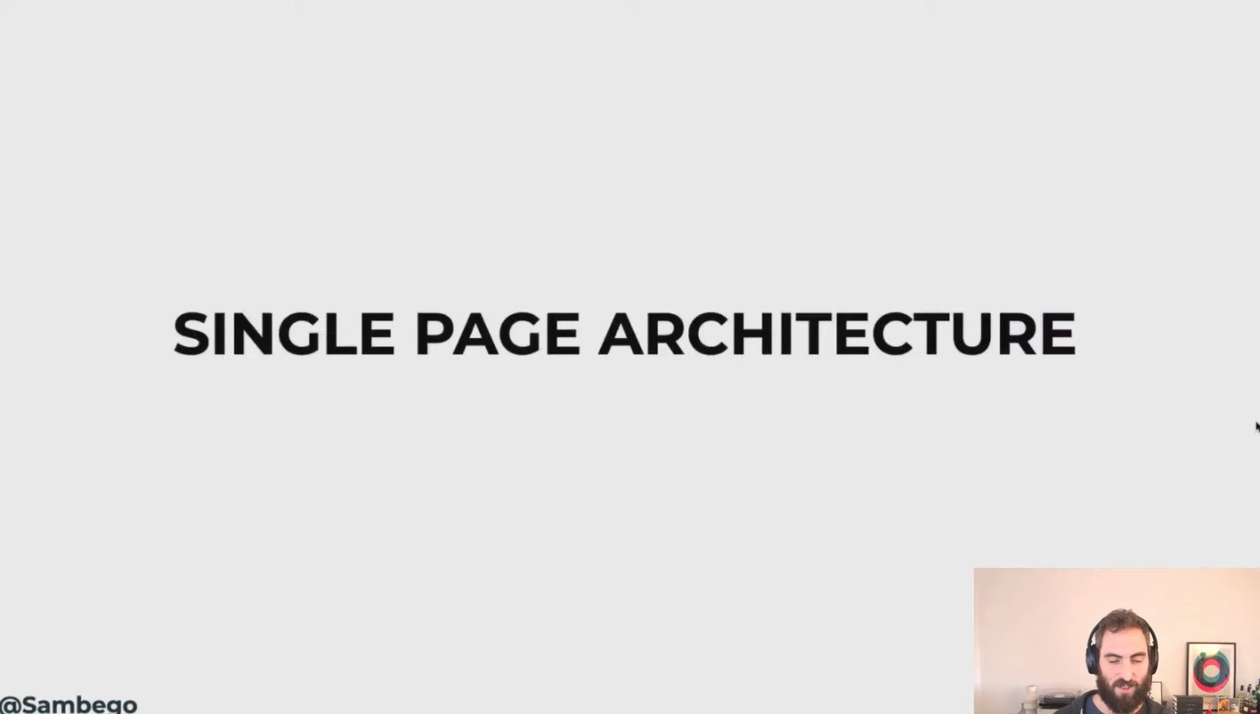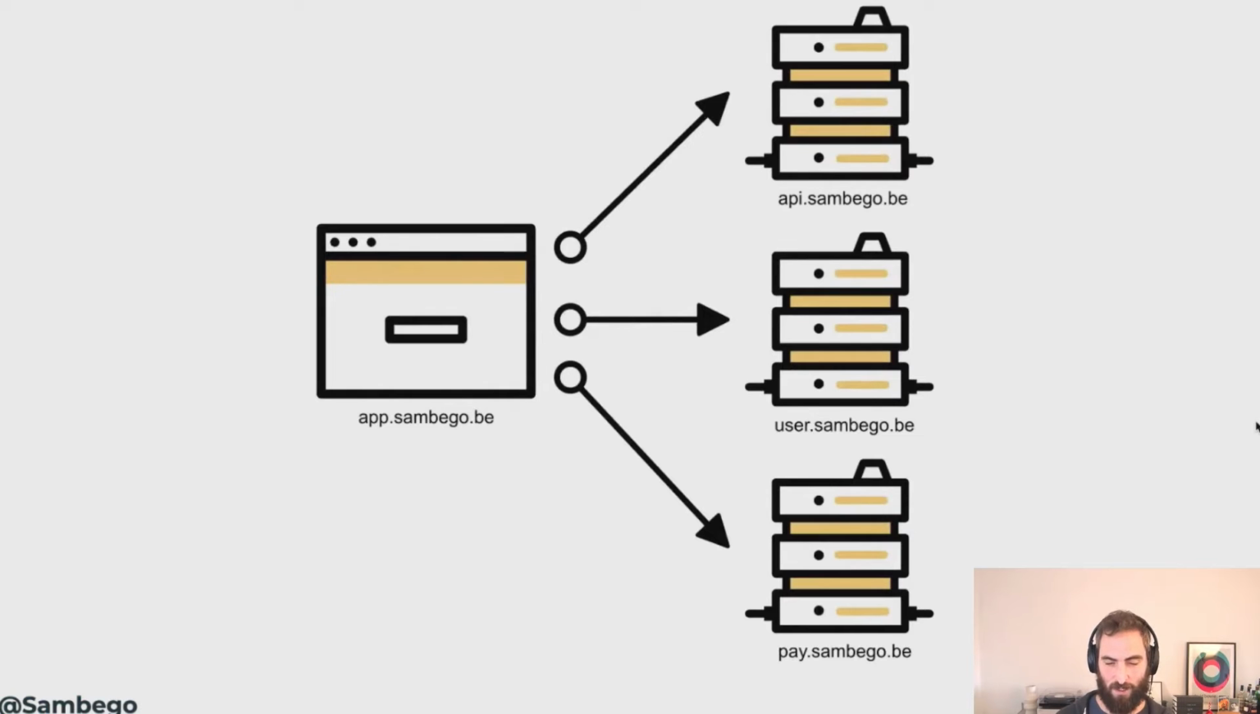Whereas a single-page architecture is often a one-to-many. Maybe you have an API on a certain domain, and you have your authorization or authentication server on a certain domain, and maybe you handle payments on another domain. You have 3 different domains, but they're all part of your backend logic. And then your single-page application also lives on a separate domain. So it's a one-to-many relationship.